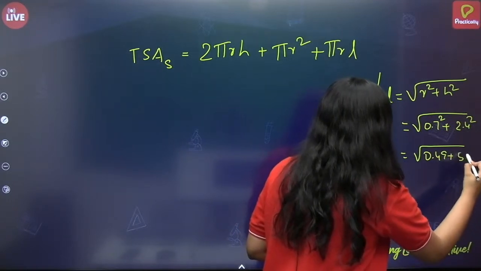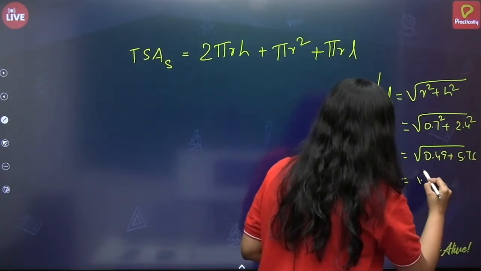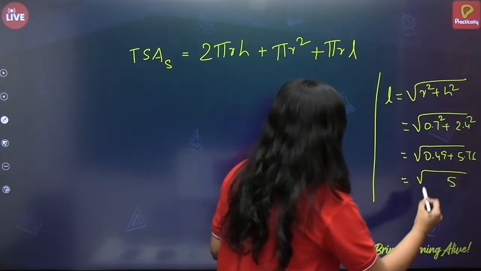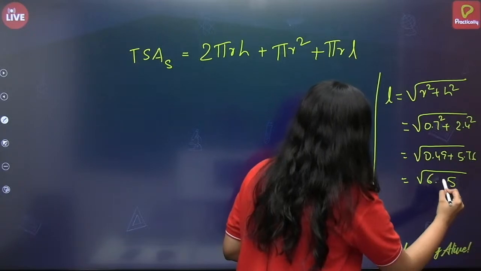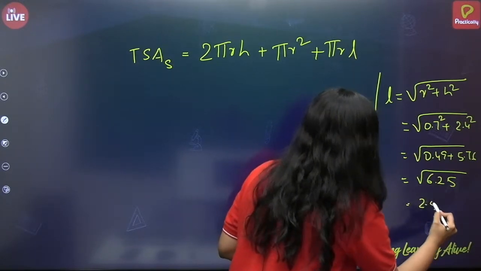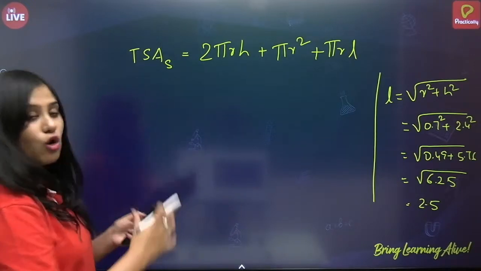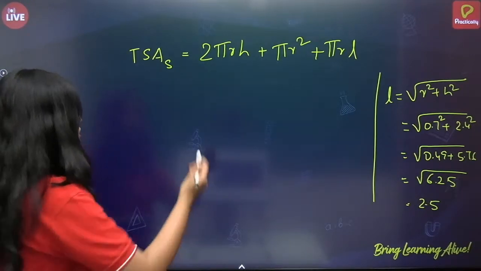This is 5.76. So this will be 9 plus 6, 15, 7 plus 4, 11, 12, 12.6.25. So this is 2.5. So the slant height is 2.5. So now we know all the values, we'll just substitute it.